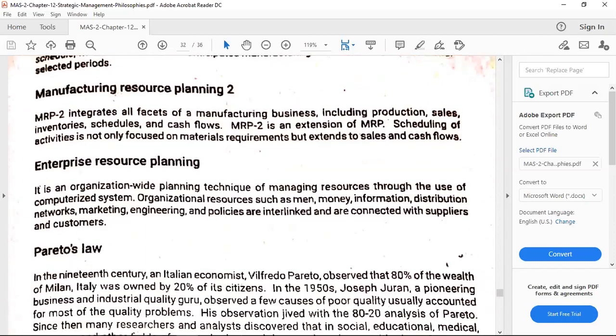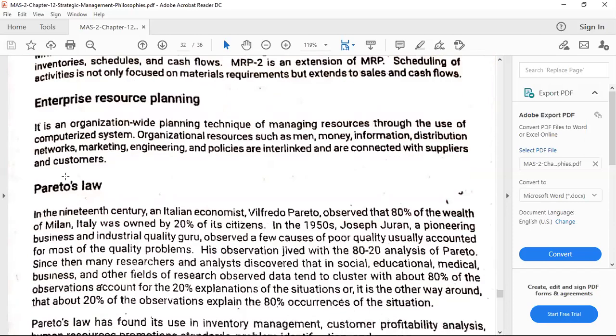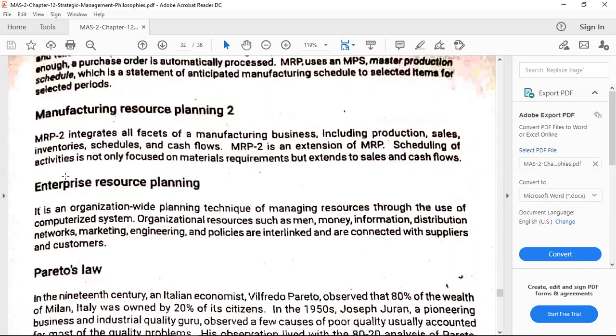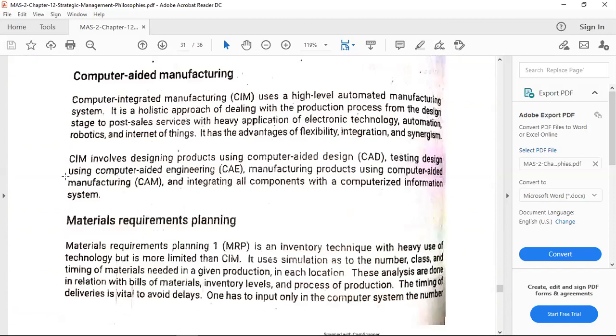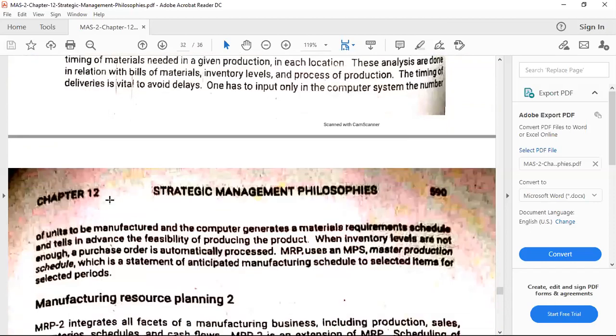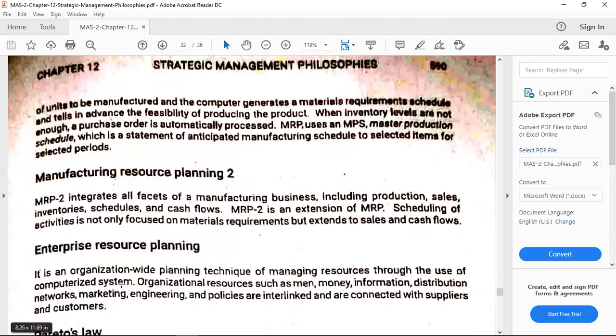Then on a larger scale, we also have the ERP, which would now involve all other departments and all other areas of the company: human resource, marketing, sales, logistics, purchasing, etc. So in other words, in relation to MRP 1 and 2, ERP is the extension of them.